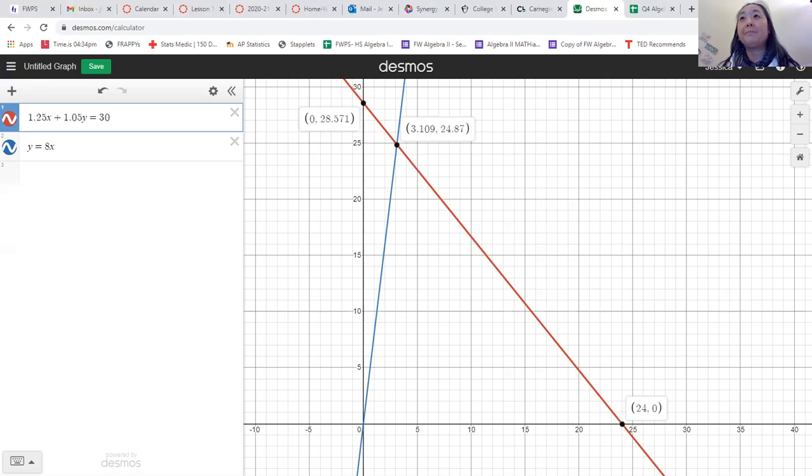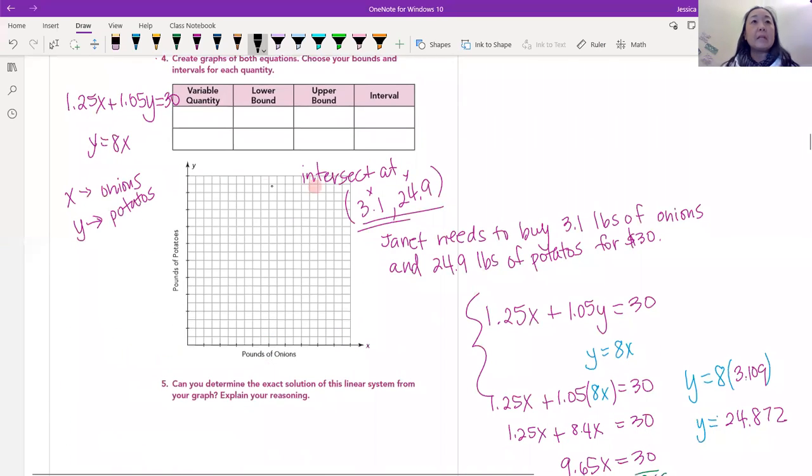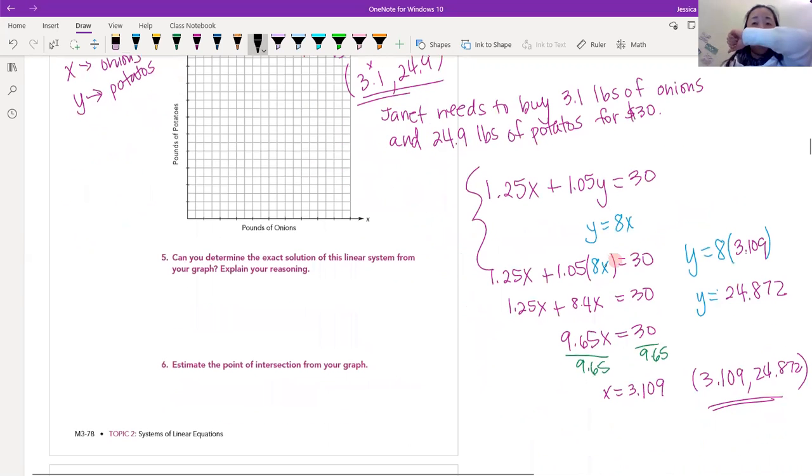So let's try that out. And so this is our intersection. We rounded them because I'm not going to write all of it down. And so that's what we wrote down, and we tried doing this algebraically. I'm sorry.